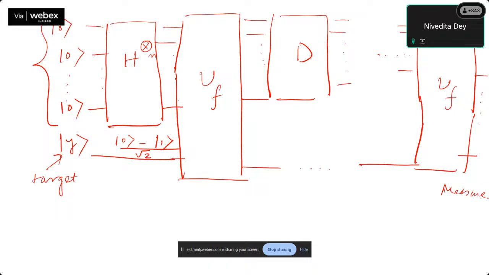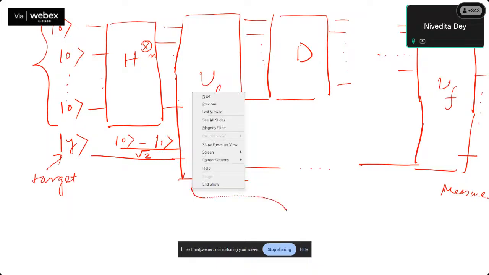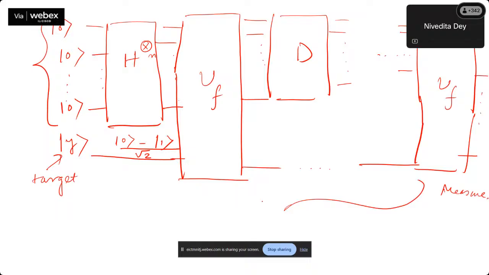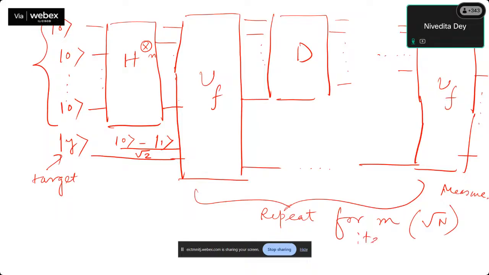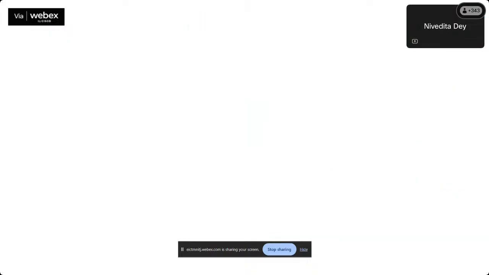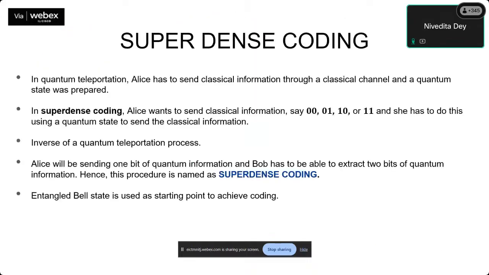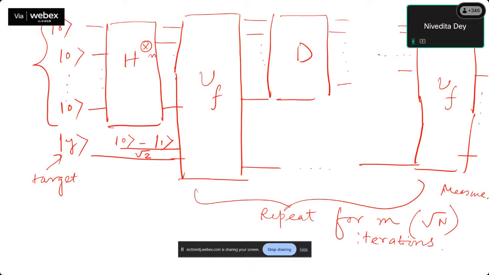And if I keep on doing this, this will give me how many times I have to do that. I have to repeat this for m within brackets root over of n iterations. Now you go on to the Grover, check it, so it will be exactly same. Okay. Now this was the part, and please include these slides here.